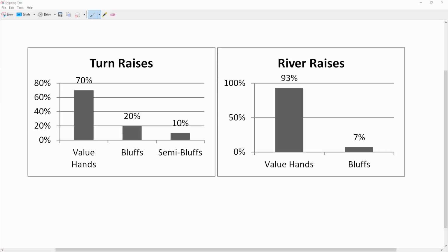And so what I found is typically it is on a paired board where they're trying to represent trips, but a majority of the time they're full of crap. So it was very interesting to see that and to learn that information, that a majority of the bluff turns are on paired boards, and it makes complete sense.